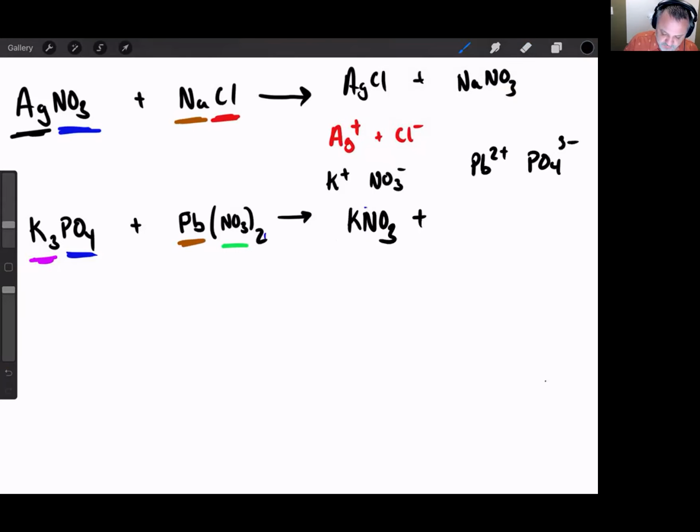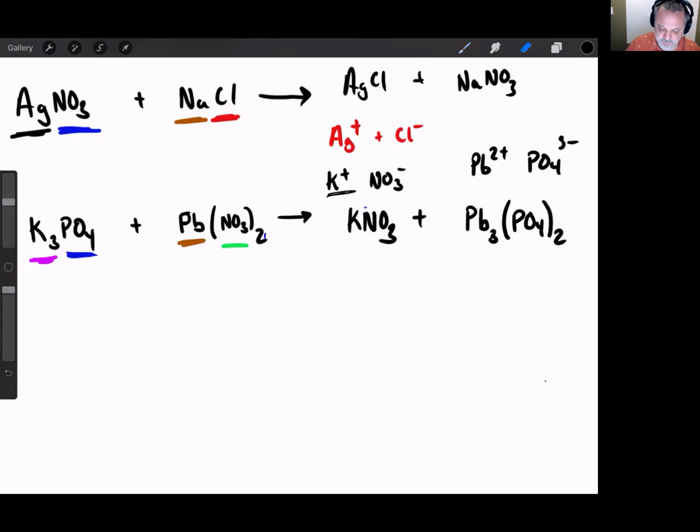Okay. Now I've got lead 2 and I've got phosphate. So the formula for lead 2 phosphate is Pb3PO4 2. Nope. Potassium is +1, so I only need 1 nitrate. Potassium is +1, so I only need 1 nitrate because it's -1. So 1 minus 1 is 0. Okay, let's go from there.